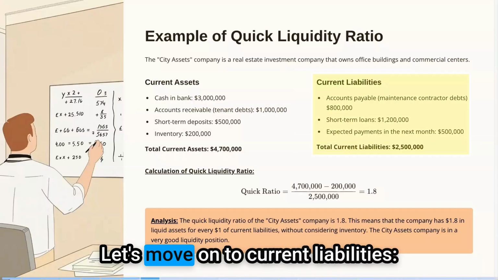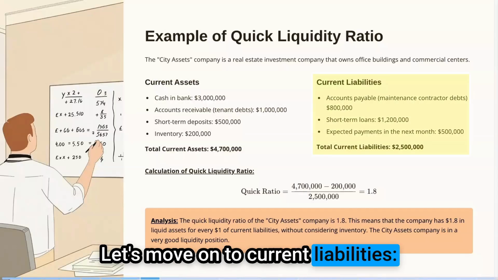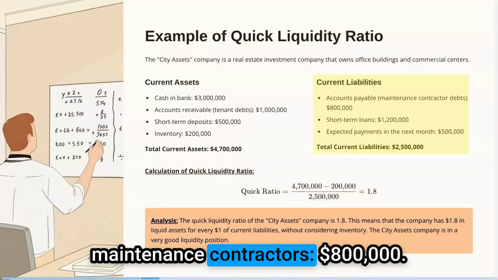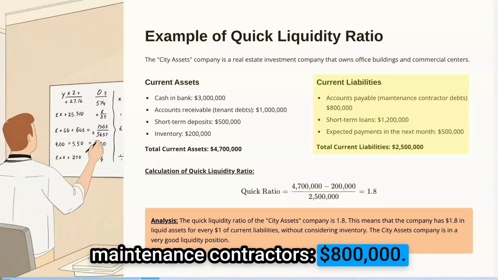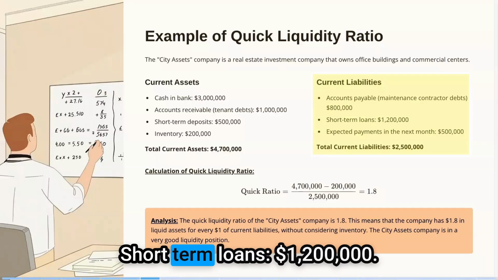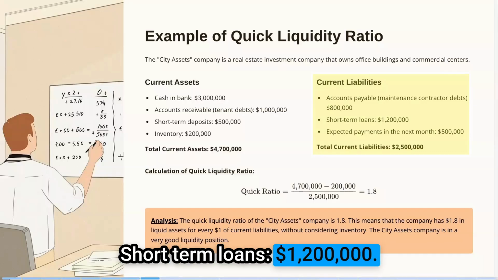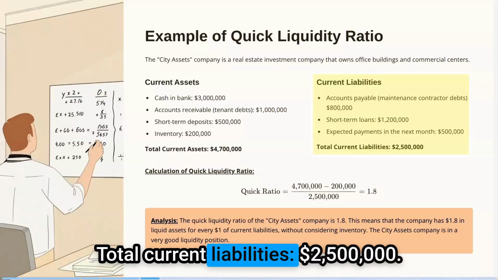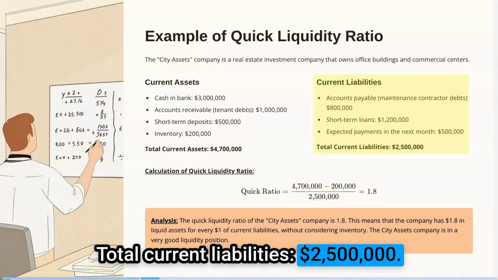$4,700,000. Let's move on to current liabilities. Accounts payable, money owed to maintenance contractors, $800,000. Short-term loans, $1,200,000. Expected payments in the next month, $500,000. Total current liabilities, $2,500,000.